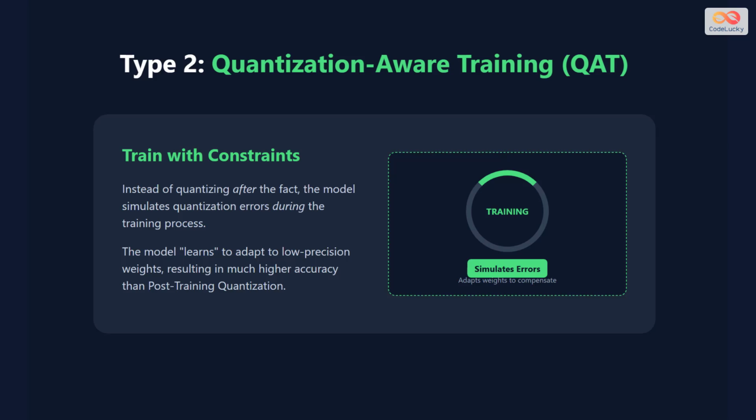The second method is quantization-aware training. Here, we actually simulate the errors caused by rounding numbers while the model is still training. The model learns to adapt to these constraints. This takes more effort, but it usually results in a model that is much more accurate than one quantized after the fact.